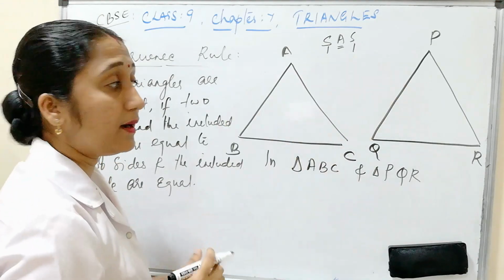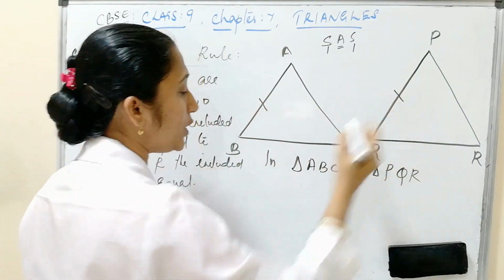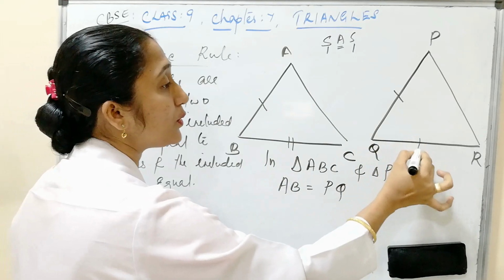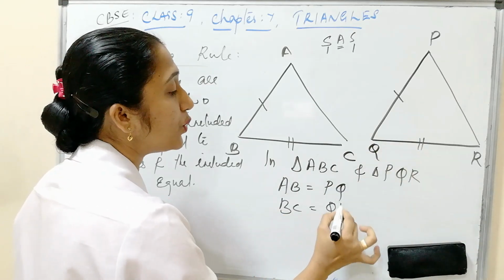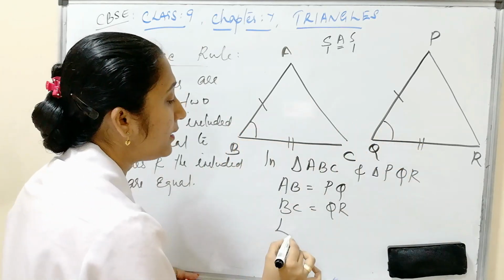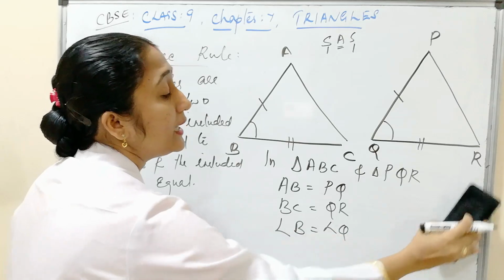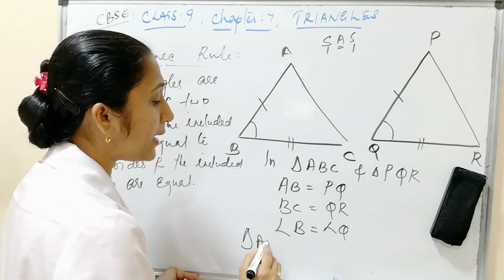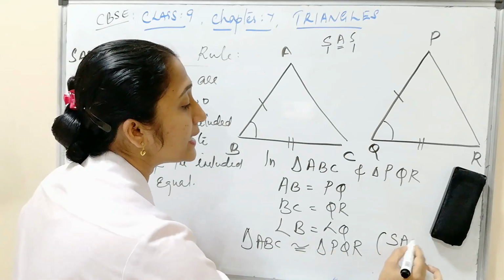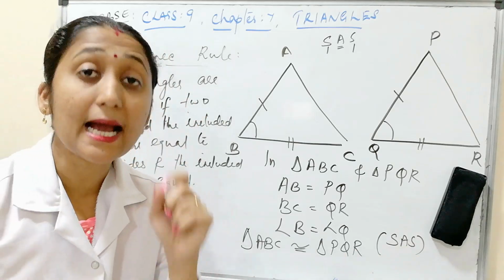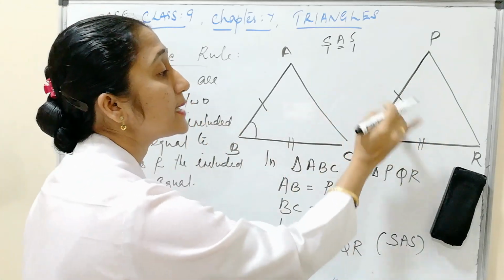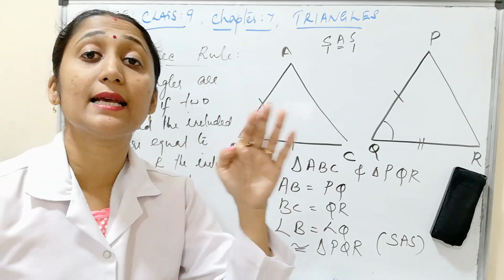In the two triangles, AB is equal to PQ, and BC is equal to QR. And one of the angles included, meaning in between the sides, angle B is equal to angle Q. Then we can say that triangle ABC is congruent to triangle PQR by SAS. Two sides and included angle. See, these two sides and included angle are equal to the two sides and the included angle. That is called the SAS congruence rule.